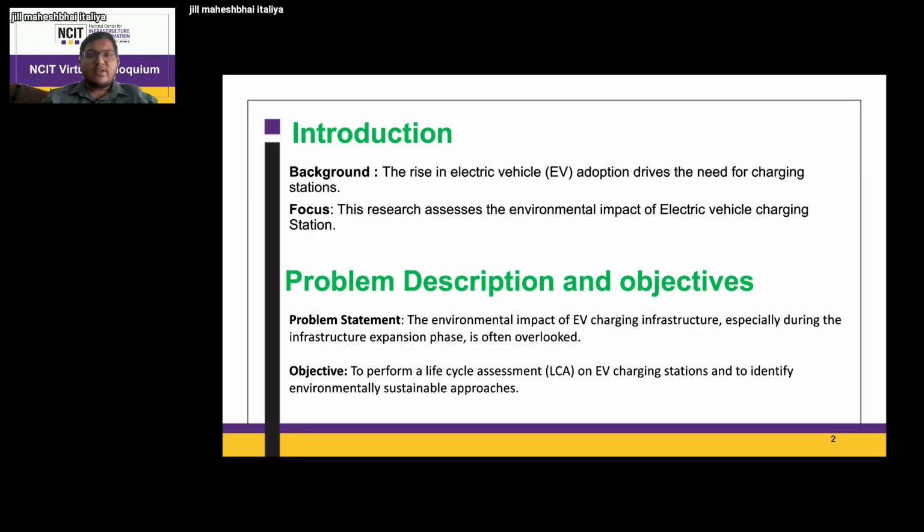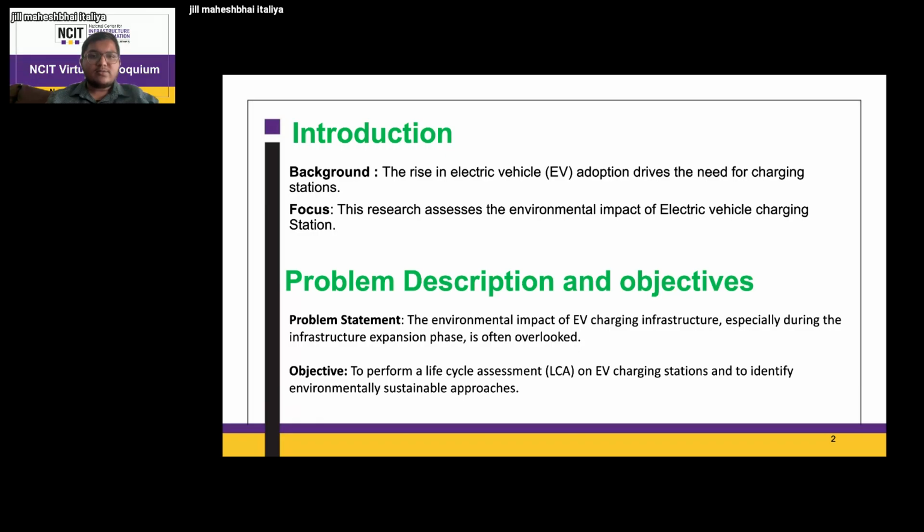As EV stations and their environmental impacts are discussed, we know that the transition to electric vehicles is gaining momentum globally, driven by the need to reduce greenhouse gas emissions and our dependency on fossil fuels. This shift towards EV adoption has created increased demand for accessible, efficient charging infrastructure. So our research focuses mostly on the environmental effect of these electric vehicle charging stations, because as the demand increases, more infrastructure is being built, and we are looking at the carbon footprint of these EV charging stations.